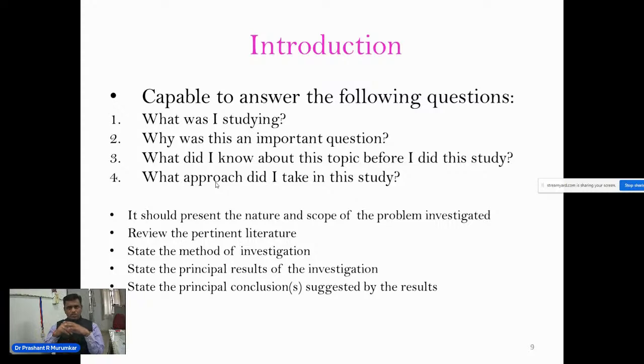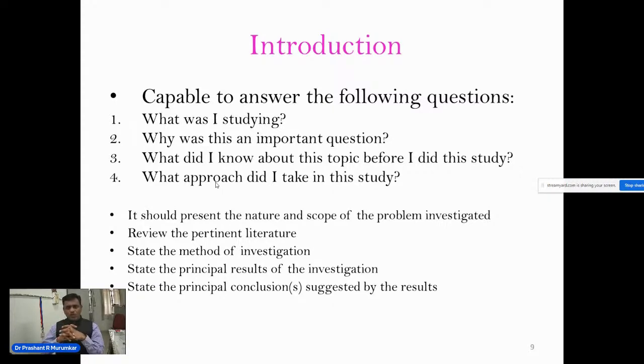It should not happen. So you should give the answer to the following questions: what was I studying, and why was this an important question. Because while writing your paper, you are trying to solve the question which you raised during your research work. That is what you are trying to put here. So why was this an important question, why have I chosen this topic, what was the question, why is this question relevant today, and why is it important. You need to answer why was this an important question.